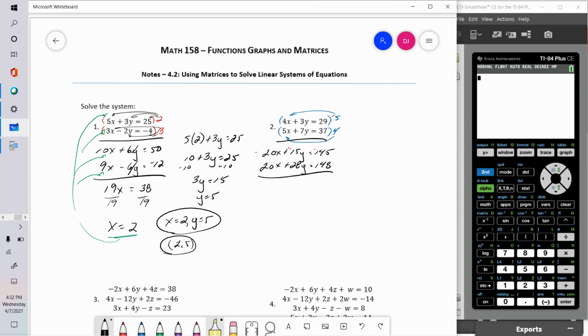So now, the 20x and negative 20x will add up to 0, so they will cancel out. Negative 15y and a positive 28y is 13y. And then negative 145 and a 148 is 3. Dividing both sides by the 13, y will equal 3/13. Yes, I did my algebra correctly.